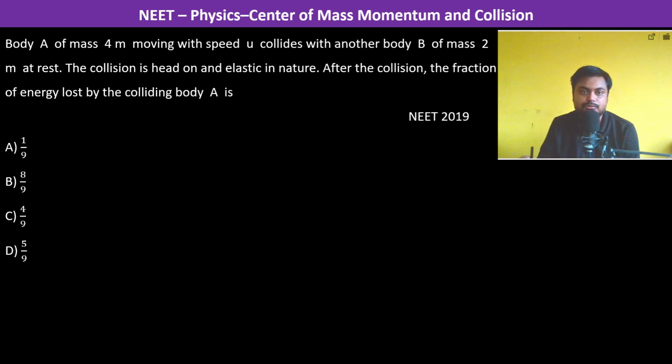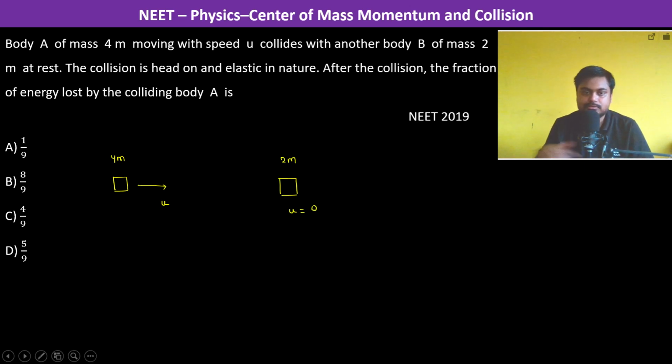Body A of mass 4m moving with speed u collides with another body of mass 2m at rest. So this is 4m, which moves with a speed u, collides with another body of mass 2m, which has initial velocity 0. The collision is head-on and elastic in nature.